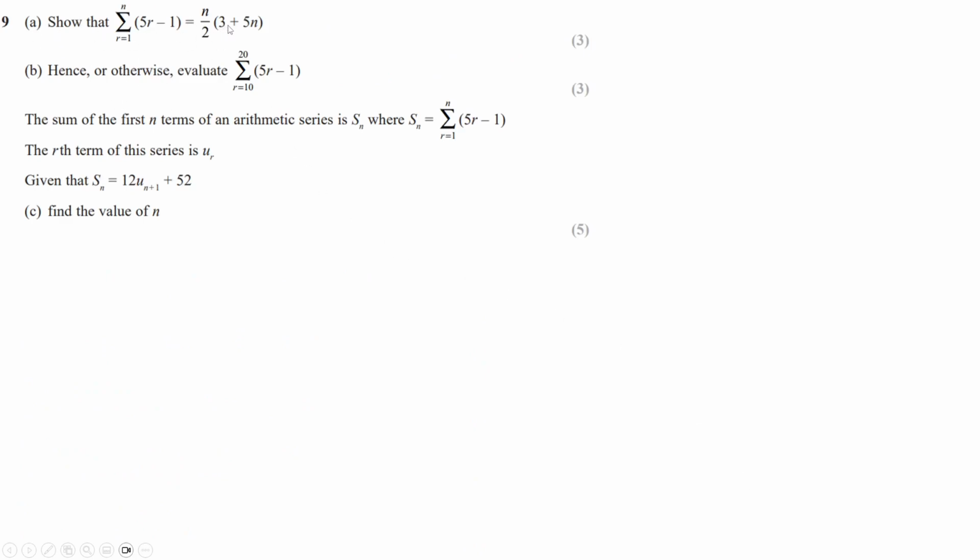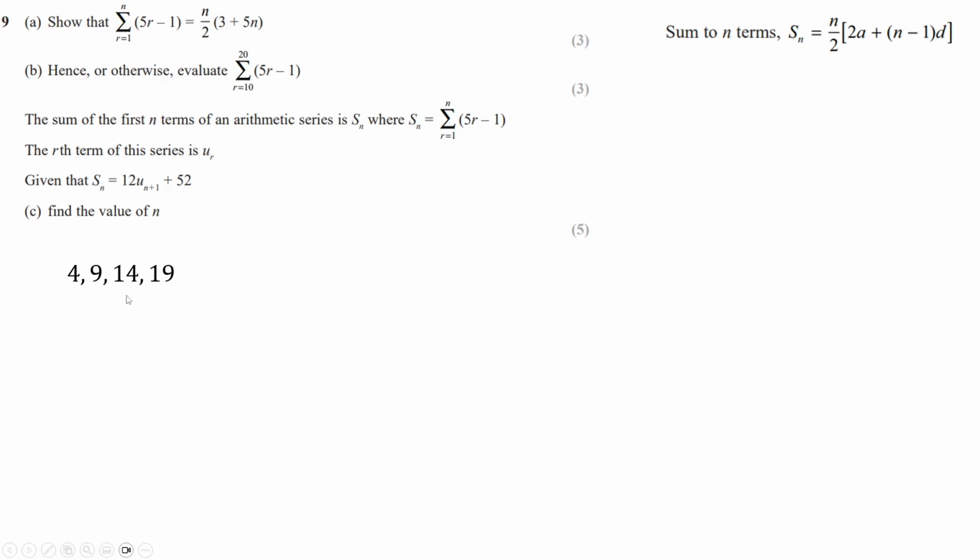Show that this equals that. What this is, it's basically just adding up everything from r equals 1 to n. So if we just write out the first few terms, you've also got this formula here that we'll look to later. If you just write out the first few terms, you've got 4, 9, 14, 19, because if you plug in r equals 1, and then r equals 2, r equals 3, r equals 4, so you have 5 minus 1 is 4, and then 10 minus 1, and then 15 minus 1, and 20 minus 1.